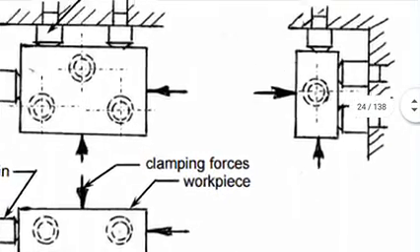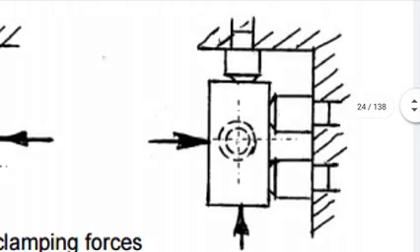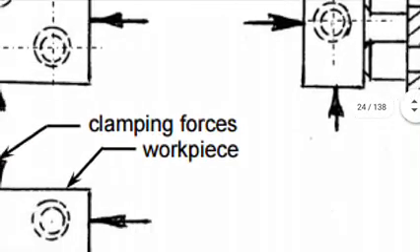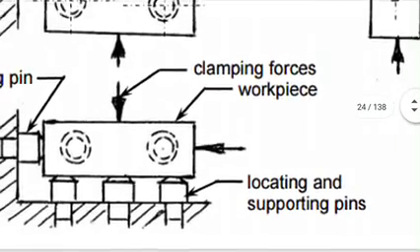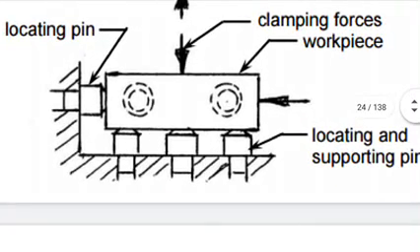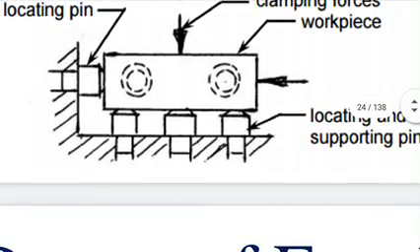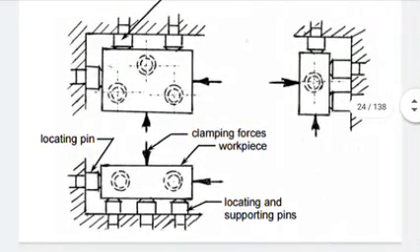Okay. So in this diagram you can see how it has been rested and how it is resting on the component, and in this diagram you will get a clear idea of how locating pins, clamping forces, and supporting pins work together. Now this is the generalized idea related to the clamping of the workpieces.